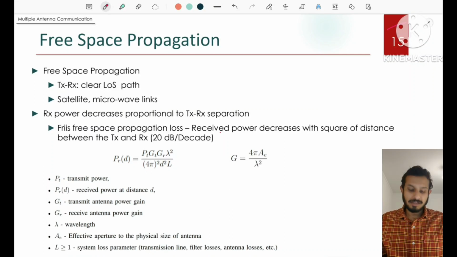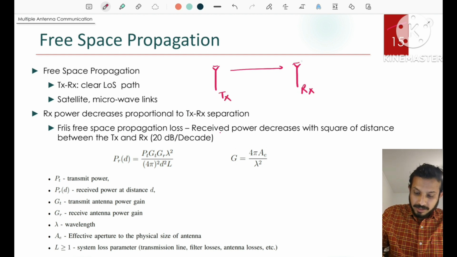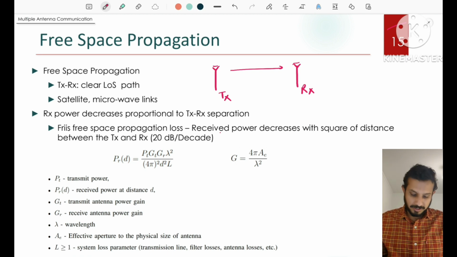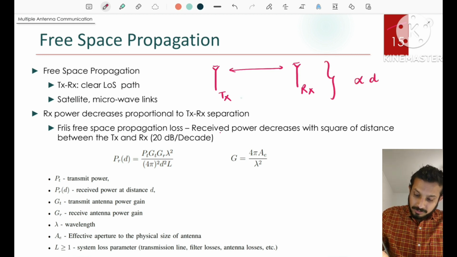Here we will discuss free space propagation. In free space propagation, there is a line of sight path between the transmitter and the receiver, or we can say there is no obstructed path between the transmitter and the receiver. And the received power in this case depends on the distance between the transmitter and the receiver, that is d.